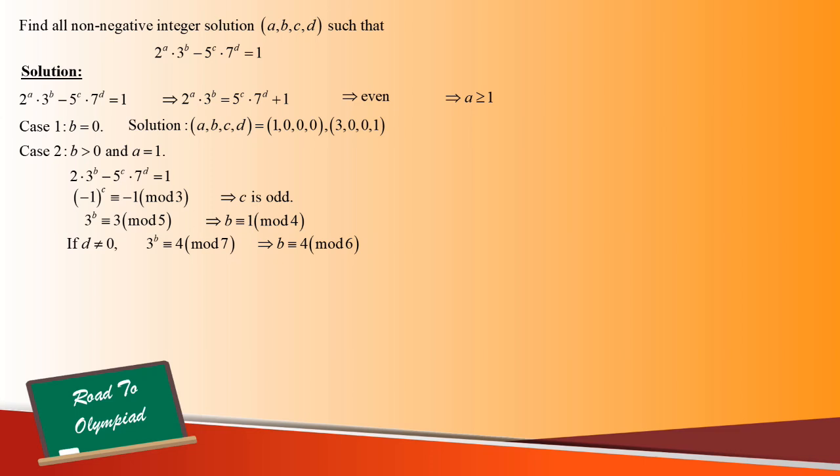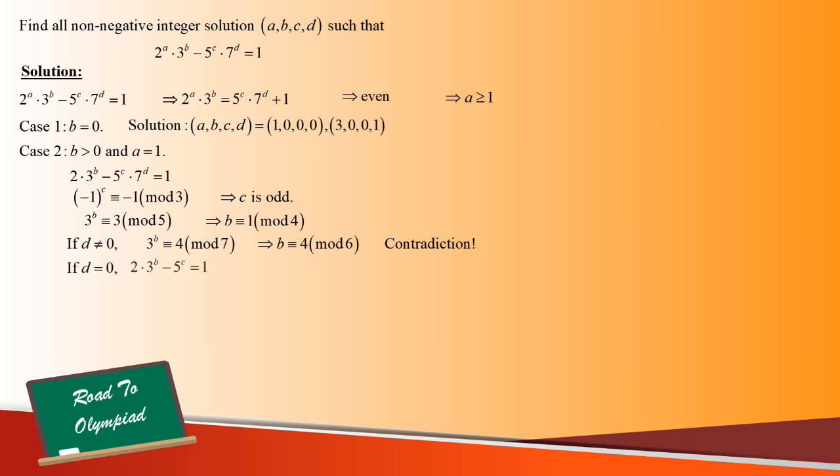However, this is impossible because b is equal to 1 mod 4 tells us that b is an odd number, whereas b is equal to 4 mod 6 implies that b must be an even number, which is a contradiction. So there's no solutions if d is not equal to 0. So what about d is equal to 0?